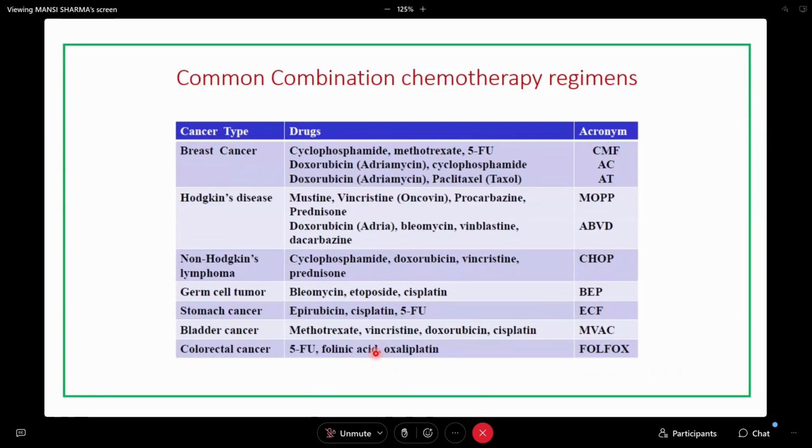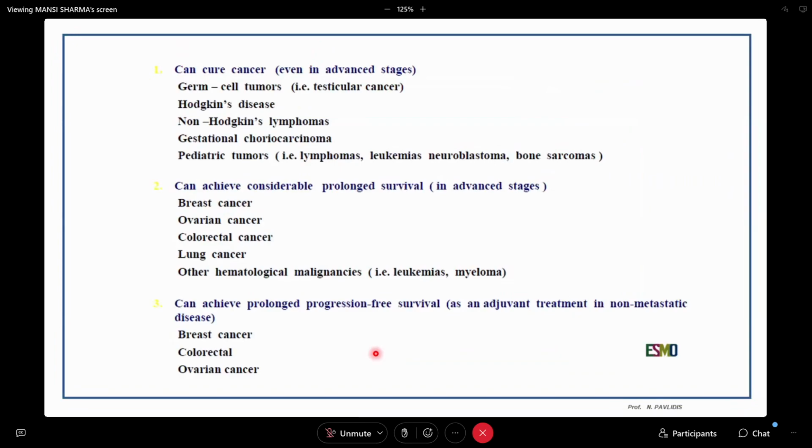So these are common examples of combination chemo regimens. For example, in breast cancer, we have doxorubicin and cyclophosphamide. We do have cyclophosphamide, methotrexate, and 5-FU. We have the ABVD regimen for Hodgkin's disease, the CHOP regimen for non-Hodgkin lymphoma, the BEP regimen for germ cell tumor, ECF, we don't use it so often anymore, but yes, so on and so forth for different tumor types like FOLFOX for colorectal cancer, MVAC for bladder cancer.